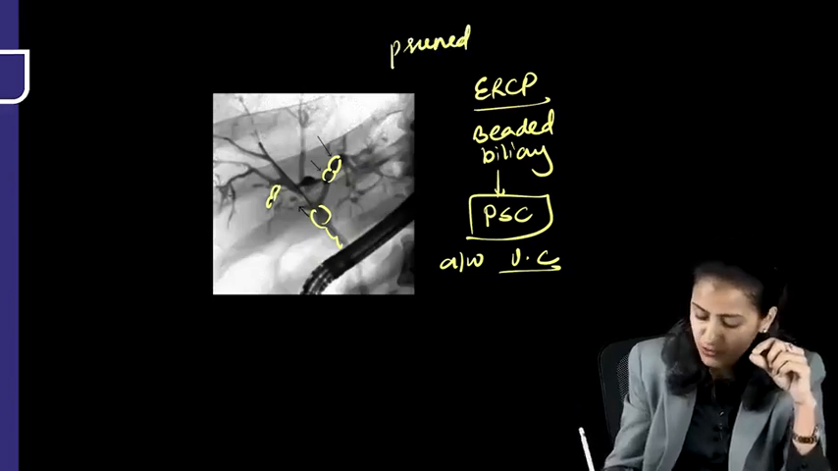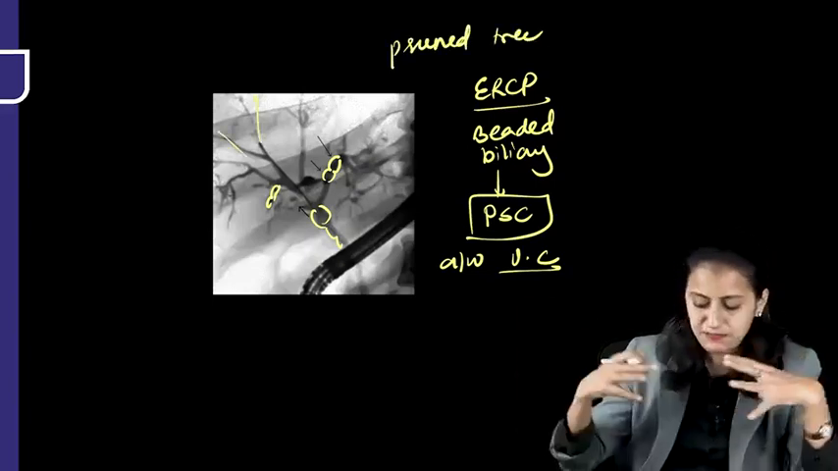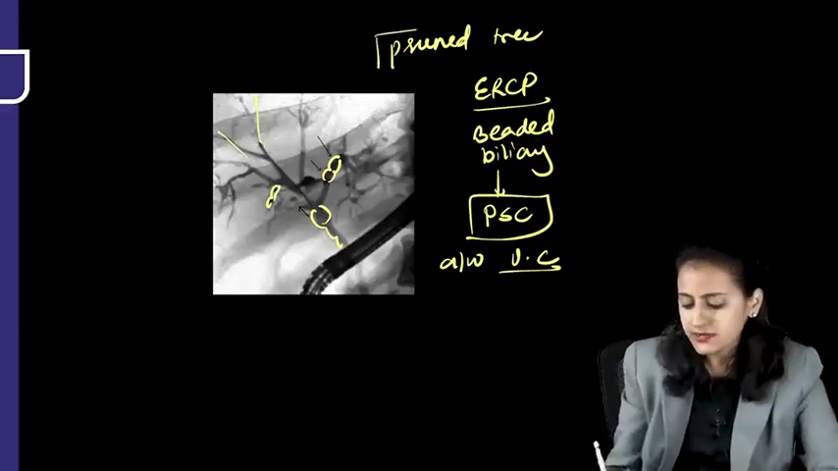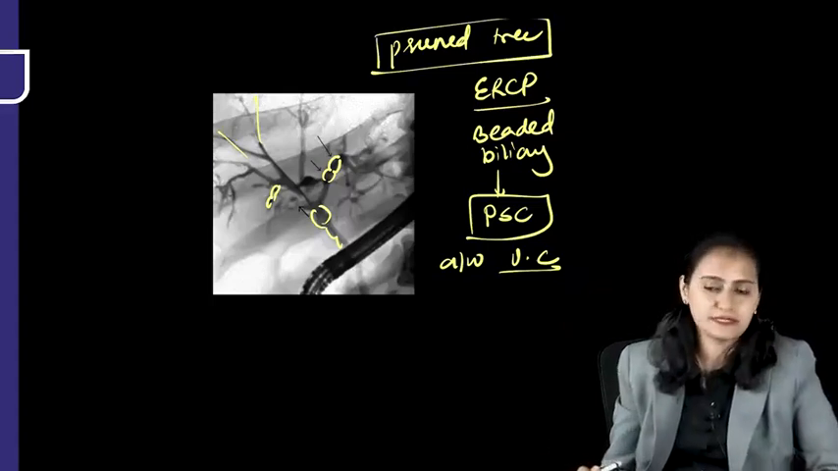Also, it gives the pruned tree appearance. The peripheral branches, the peripheral biliary tree is very narrow, cannot be seen. It also gives the pruned tree appearance.